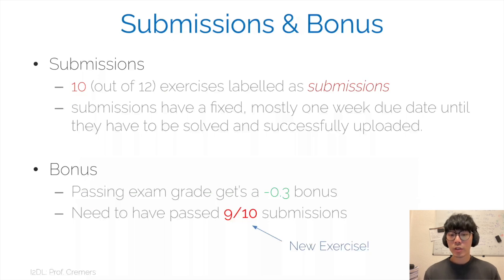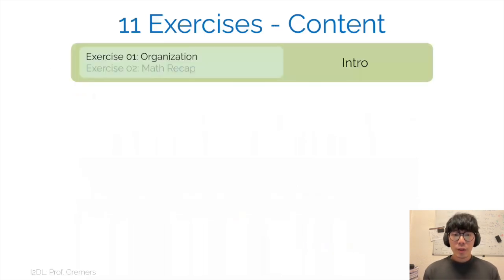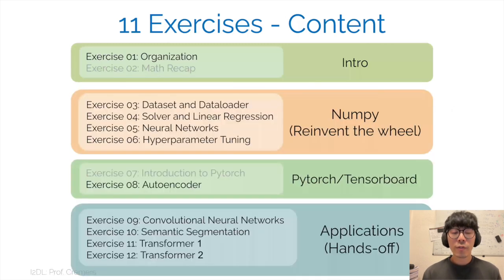Or you can ignore this new exercise stuff here. I think it's just a typo. Okay. So here, the exercises in gray are not submissions. The exercises in black color are the submissions. So you need to finish at least 9 out of 10 submissions in order to get the bonus.